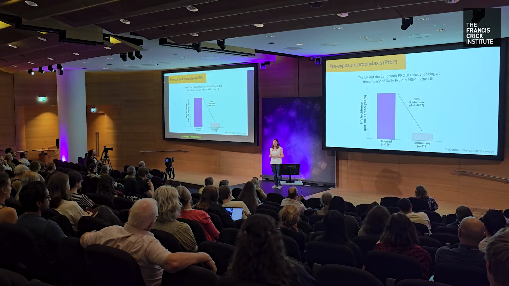So we can actually now treat everybody, theoretically, with HIV. And the take-home message is that now HIV is no longer a death sentence. We can actually treat people. They can live very healthy lives, and their life expectancy is pretty much the same as the general population.